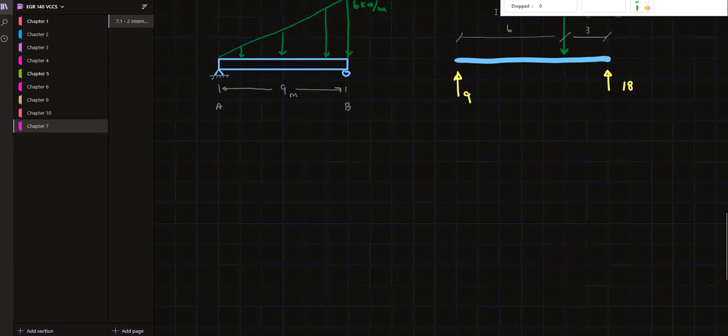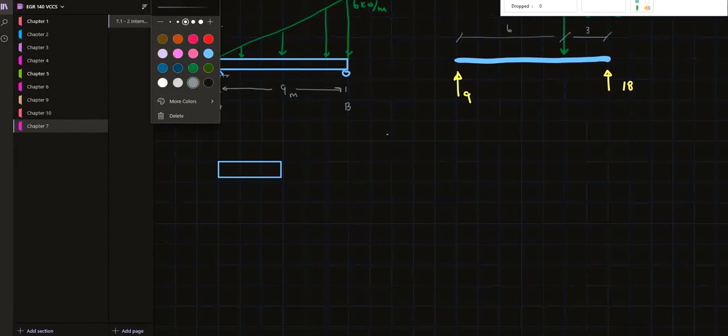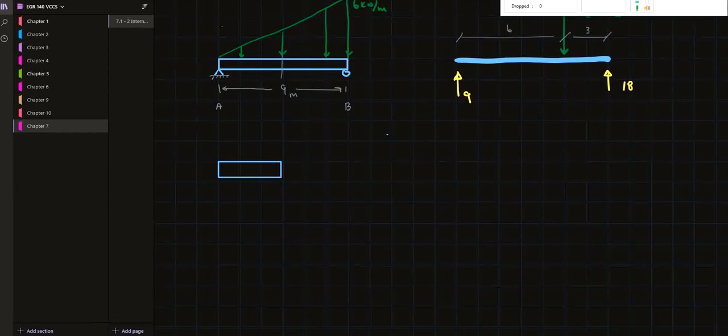So I can draw a cut, an arbitrary cut. If I cut the beam somewhere, not necessarily the center, but just somewhere, I make an arbitrary cut so I can analyze the internal stresses. So here's our cut. Call this C. So here's our section C cut.